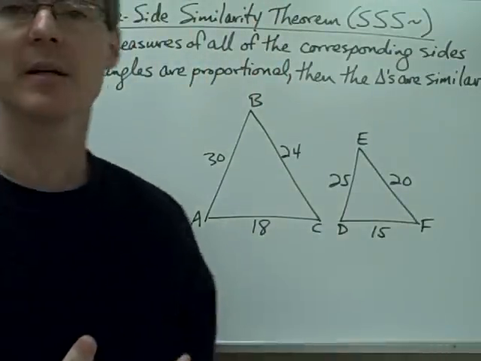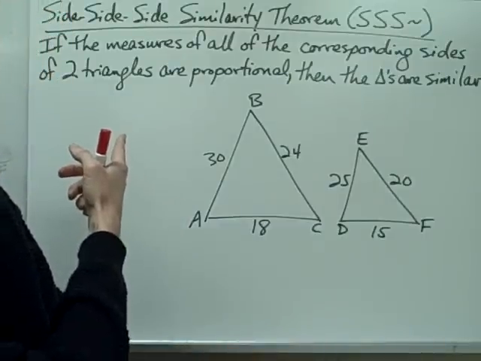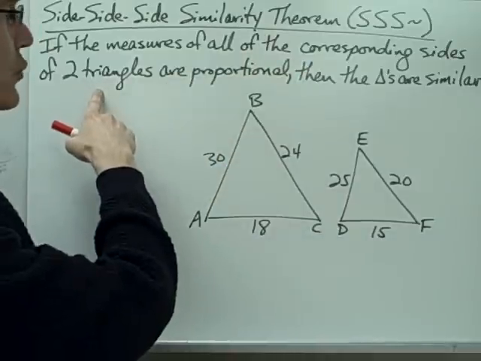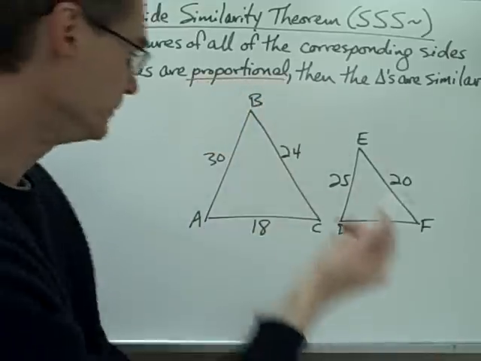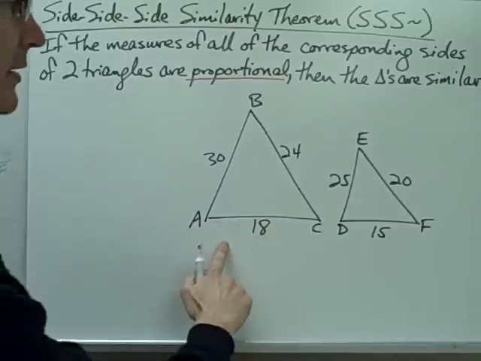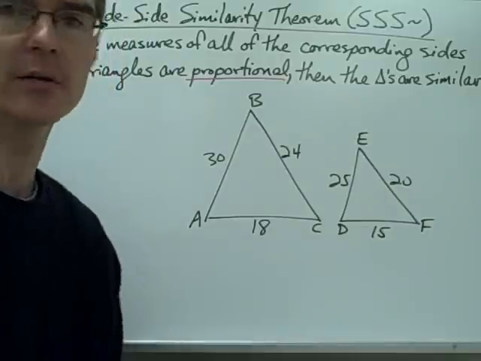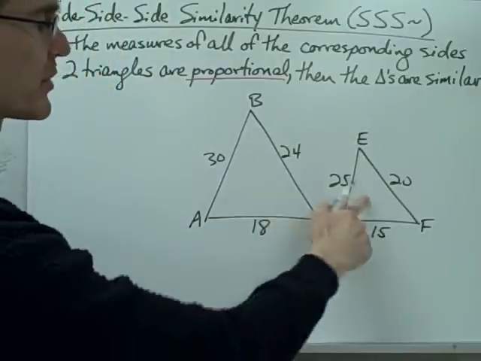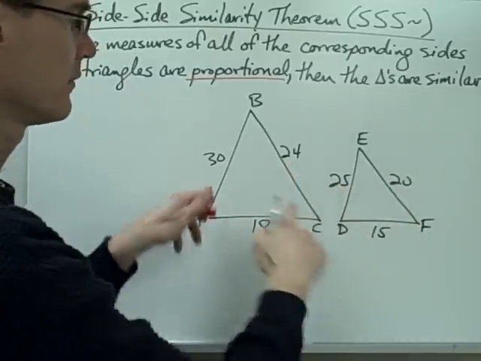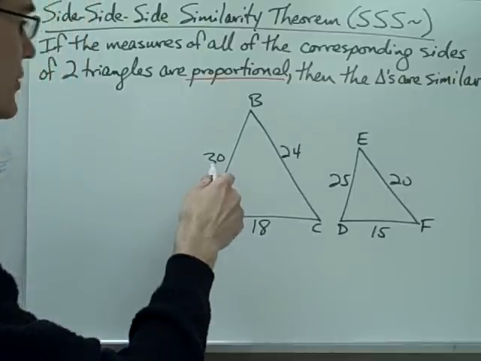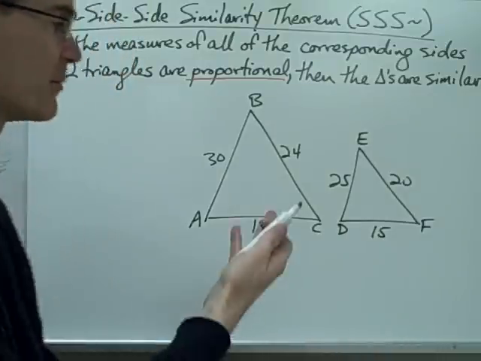The next similarity theorem that we're going to look at is the side-side-side similarity theorem. And it just says if the measures of all of the corresponding sides of two triangles are proportional, then the triangles are similar. So here are two triangles, again triangle ABC and triangle DEF, and I'm given the measures of all three sides of each triangle. And in order for these two triangles to be similar, each pair of corresponding sides must be proportional. In other words, all of the ratios of the corresponding sides have to be the same. That's what it means to be proportional.